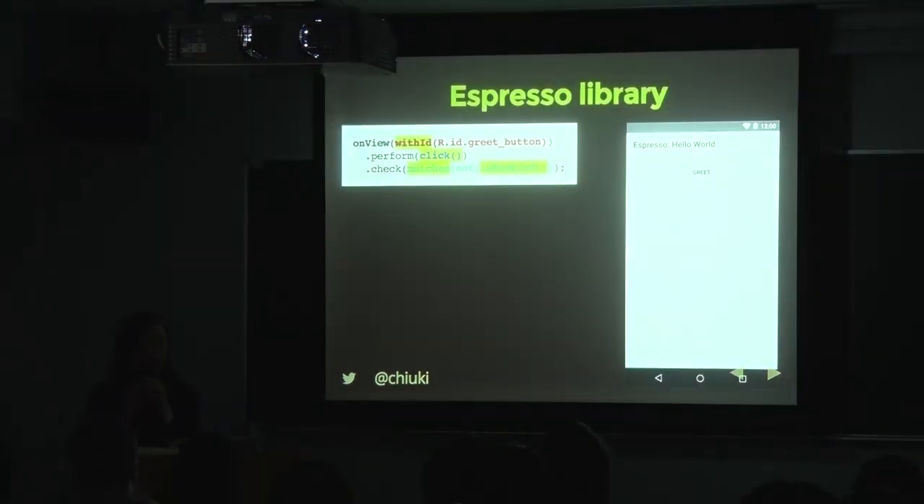Like I mentioned before, the withID function is a part of the Espresso library. And all the other ones that are highlighted here are also provided by the Espresso library. They are Android specific. So there's withID, click, matches and also enabled, right? You want to verify that the button is enabled. Not does not come from the Espresso library. It comes from the Hamcrest library, which is a Java library, so it's not Android specific.